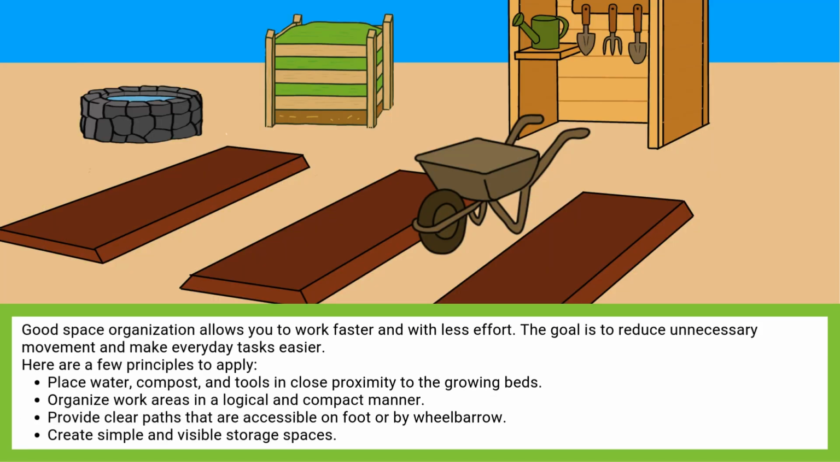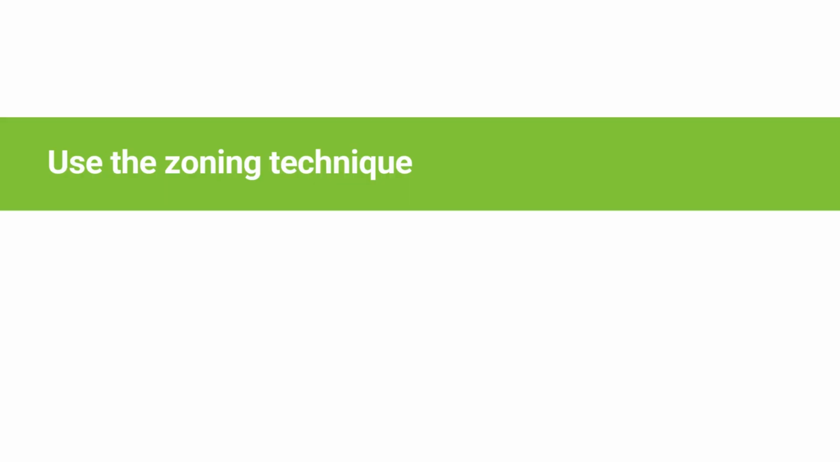Good space organization allows you to work faster and with less effort. The goal is to reduce unnecessary movement and make everyday tasks easier. Here are a few principles to apply. Place water, compost, and tools in close proximity to the growing beds. Organize work areas in a logical and compact manner. Provide clear paths that are accessible on foot or by wheelbarrow. Create simple and visible storage spaces. Use the zoning technique.